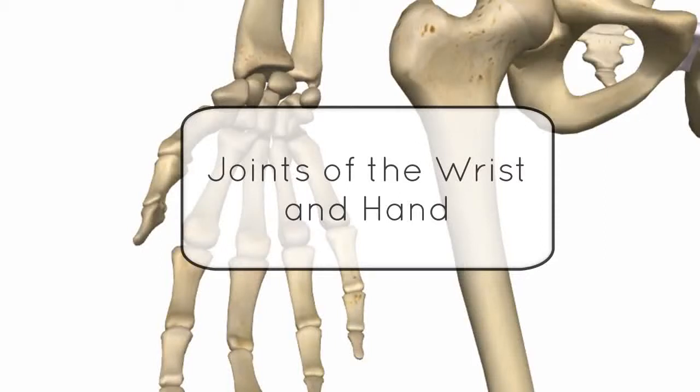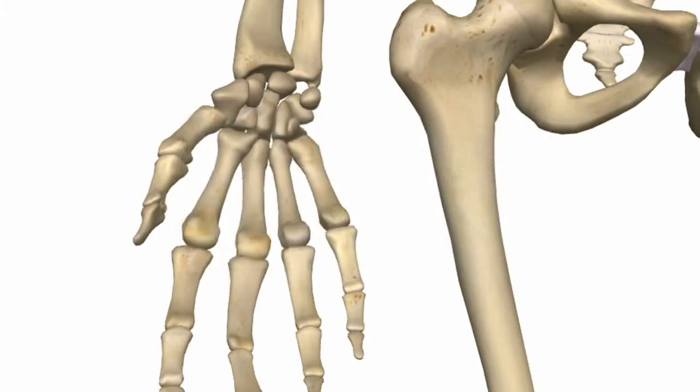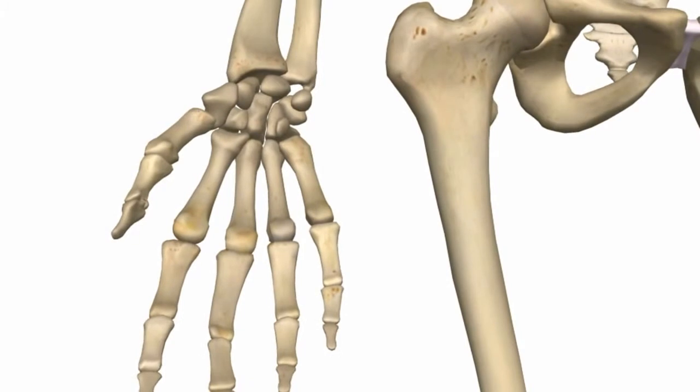Okay, so this is a tutorial on the joints of the wrist and the hand. So we'll just take a look at some of the features of these joints and look at the ligaments and kind of movements that occur at these joints. So we'll start off with the wrist joint and we'll work our way distally through the various hand joints.